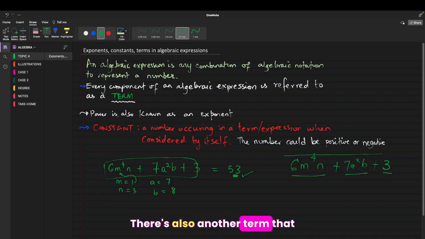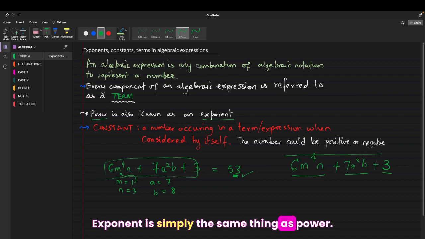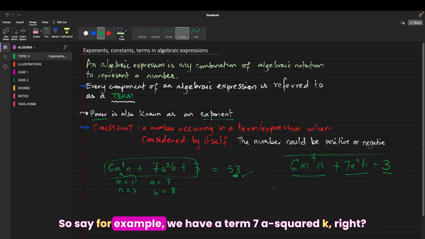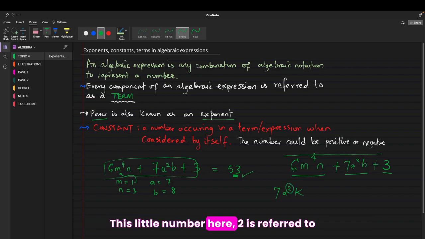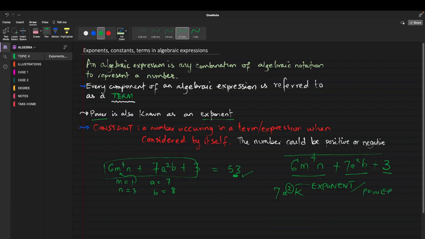There's also another term that is called exponent. Exponent is simply the same thing as power. We discussed power in our last class, and it is that little number that is written above and just after the letter we are talking about. So say for example, we have a term 7a squared k. This little number here, 2, is referred to as exponent. Sometimes it is referred to as power.